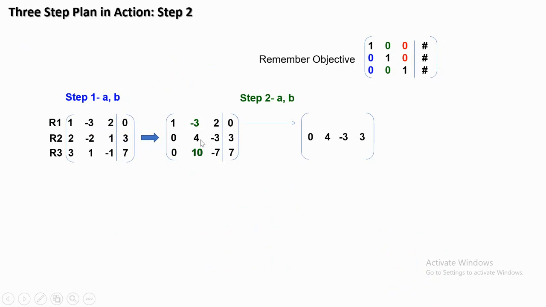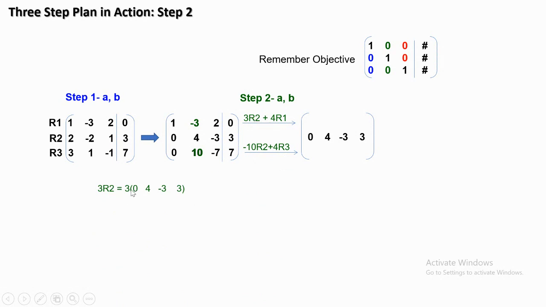So here I'm going to multiply row 2 by 3 and row 1 by 4. So it's going to be 3 row 2 plus 4 row 1. And to eliminate the 10 on the third row, I'm going to multiply this row 2 by negative 10 and row 3 by 4. So negative 10 row 2 plus 4 row 3. And here on the bottom is my work.